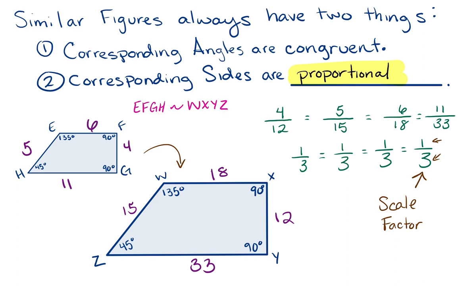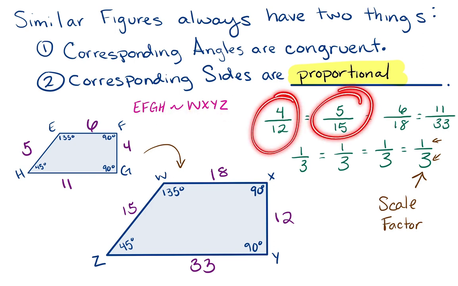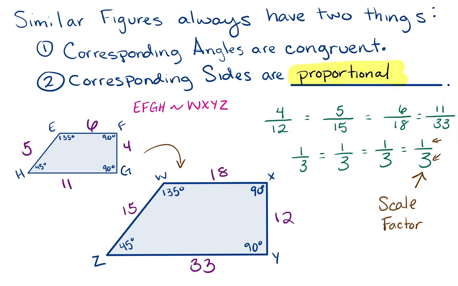I can also see that the side length EF corresponds to WX. That was the 6 and the 18, which we showed here in our fractions. And then we can keep going. We have FG, XY, GH, YZ, and then the first and last, EH and WZ. Okay, all of those fractions are right here from those side lengths.